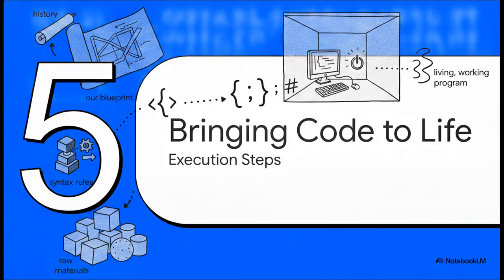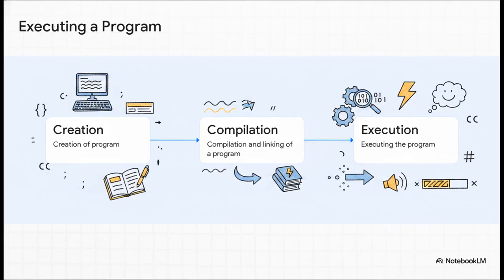All right, final phase, bringing code to life. We have our history, our blueprint, our syntax rules, and our raw materials. Now for the absolute most exciting part. Let's actually step into the finished room and see how the blueprint we've written turns into a living, working program. Turning human-readable text into a machine-executed action actually happens in 3 distinct chronological steps.